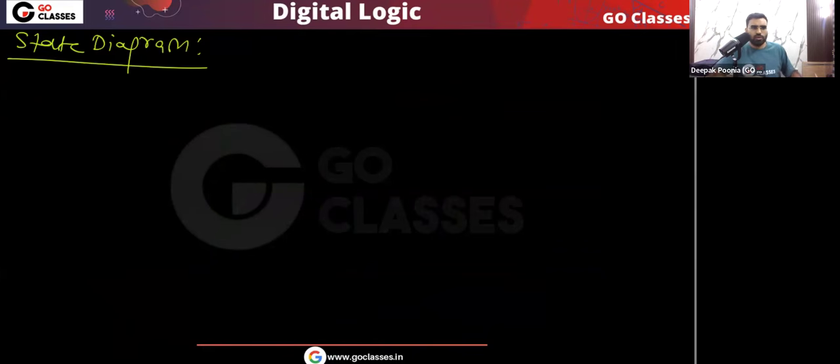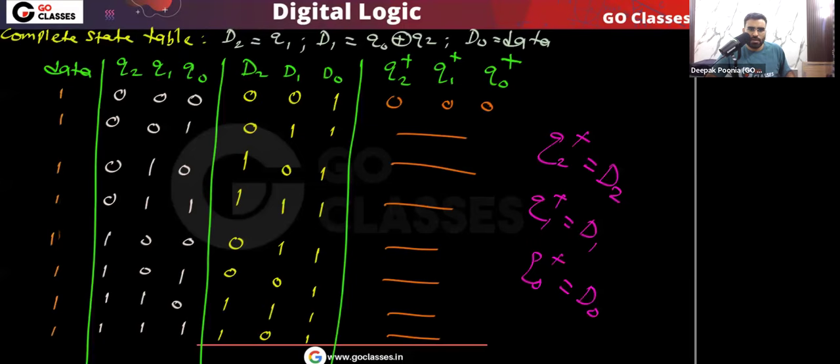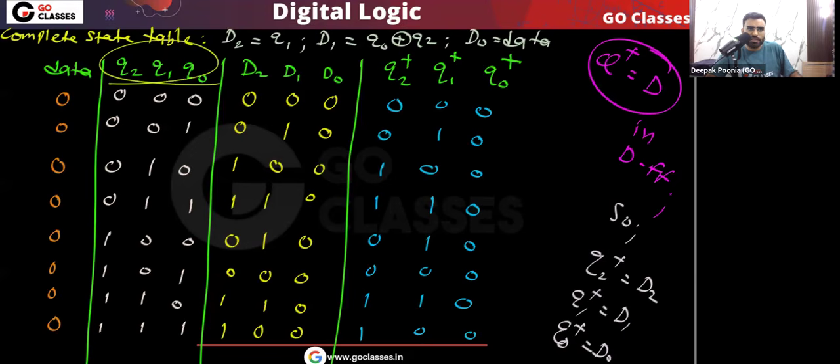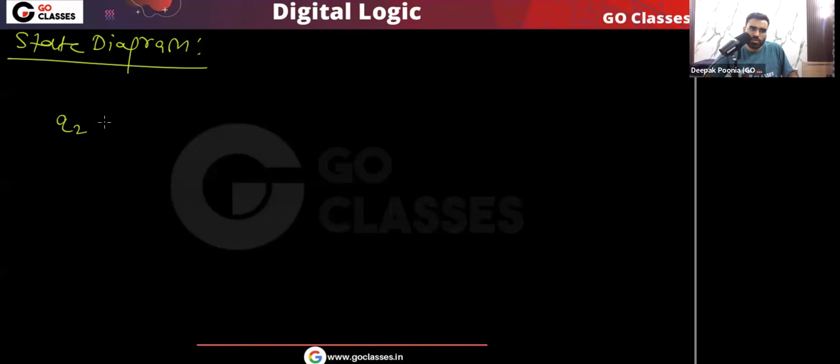So what is going to be the state diagram? Let's see. Remember, in the circles we will write the state only, and please understand that state is represented by Q2 Q1 Q0 only. So the state diagram will be like this, with Q2 Q1 Q0. If the present state is 0 0 0, then what will be the next state?